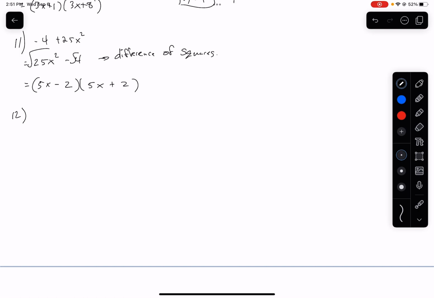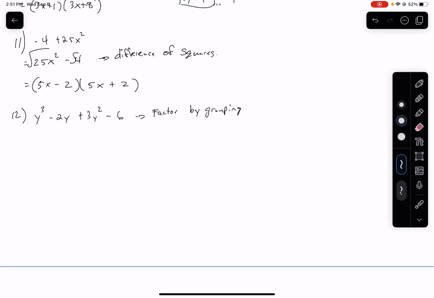Number 12 says it's y cubed minus 2y plus 3y squared minus 6. Okay, so this to me, nothing fancy here. I think this is just going to be factor by grouping. So I'm just going to group the first two and group the last two and look at what's common across each term, or each pair of terms.